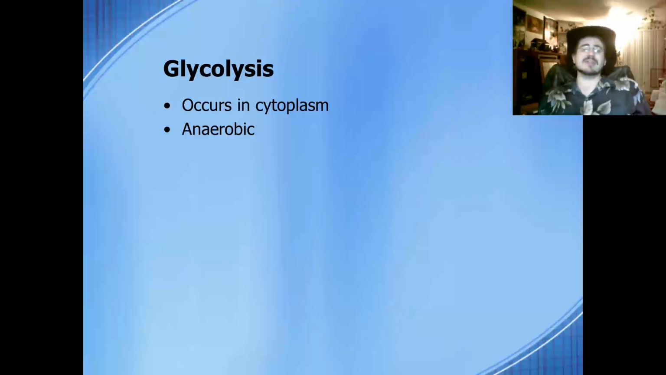Aerobic means using oxygen. Therefore, anaerobic is the opposite. Glycolysis does not require oxygen. Important to remember for later in the lecture. So, glycolysis occurs in the cytoplasm and it is anaerobic.